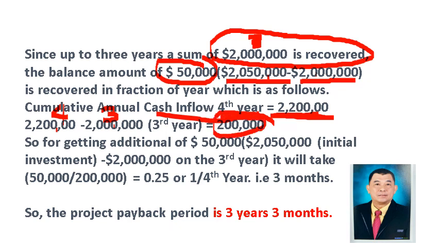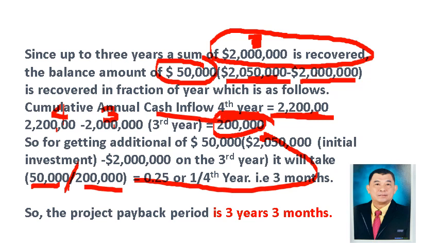So in 12 months, that fraction of 50,000, you divide it by 200,000, which is this one. How did you get 200,000? The cash inflow on the fourth year minus the cash inflow on the third year gives you 200,000. So 50,000 divided by 200,000 gives you 0.25 or 1/4 year, or that is basically a quarter.